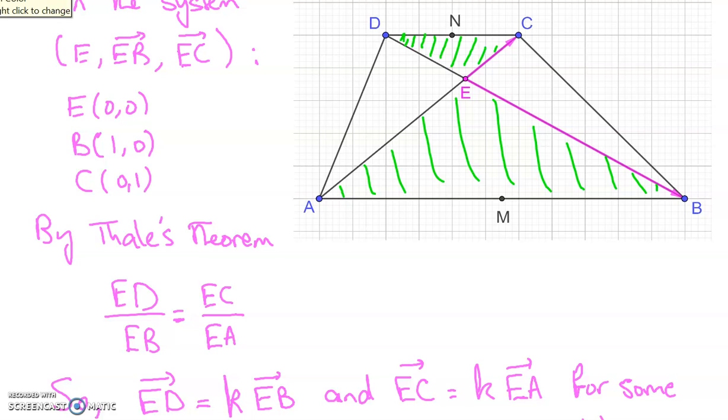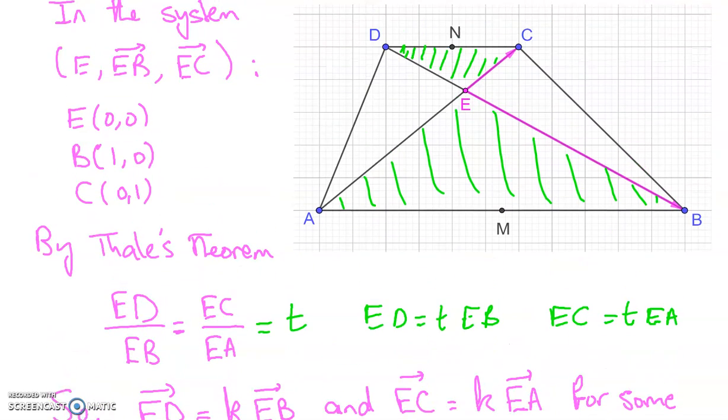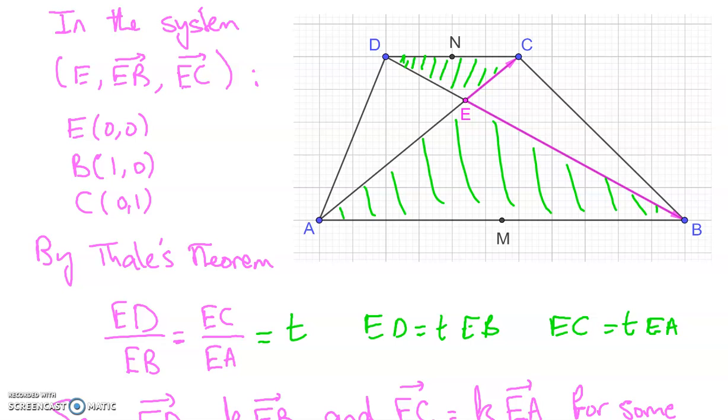So since I said by Thales' theorem I have these ratios, let's call this, for example, T, some constant T. Then this means that ED is equal to T times EB, okay? Without vectors. If I want to put vectors, I have to look, and similarly, I get EC is equal to T times EA, okay? Now, if I want to put vectors, I have to pay attention first. T is positive here, of course, because it's a ratio of numbers, so it is positive.